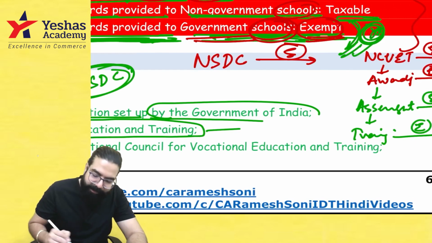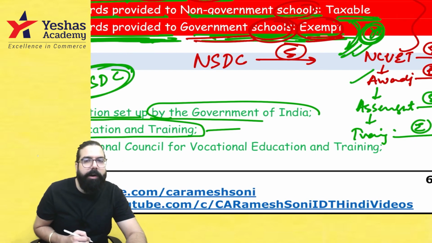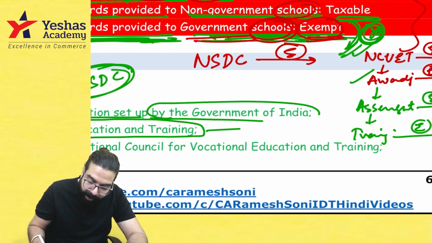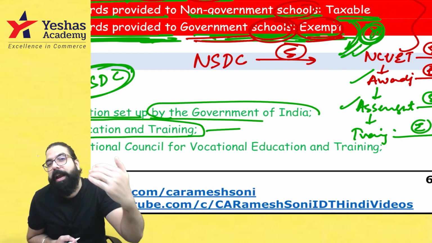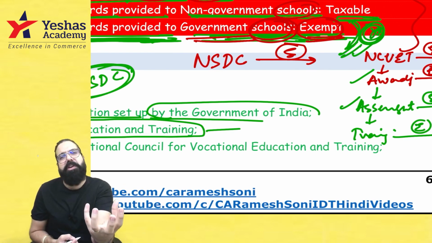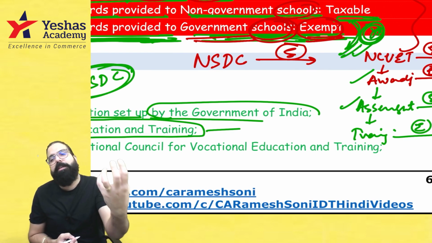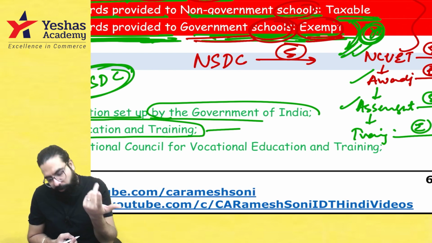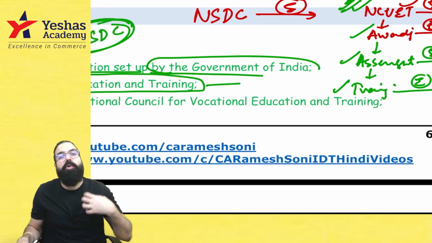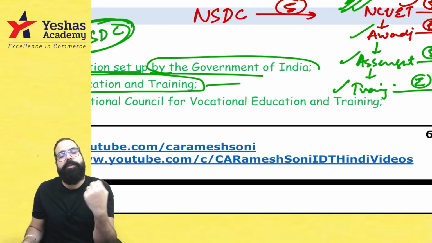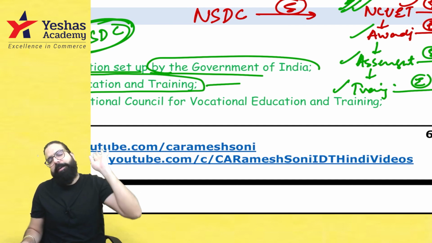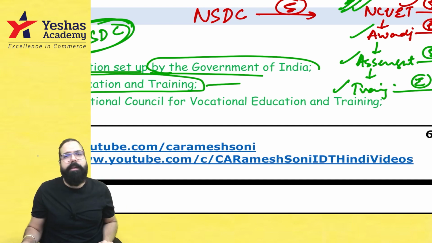So remember, NCVT's service is exempt, the awarding body under them, their services exempt. Assessment agencies who take exams. So if you have learned one skill, plumbing skill, assessment agencies will take your exam. So their services are exempted. Training bodies give training for various courses. If I am a body under the NCVT and I am giving training, then my services are also exempted.